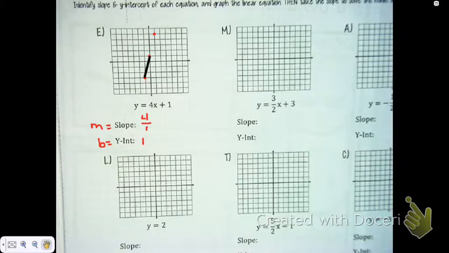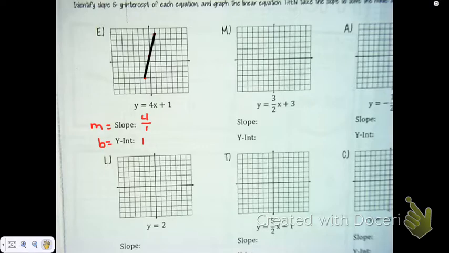All right. Then we're going to connect our dots. And there's the line that matches the equation 4x plus 1. Okay, so let's recap real quick. I look at my equation. I know the slope's the number in front of the x. If it's a whole number, I write it over 1. And I get my slope to be 4 over 1.